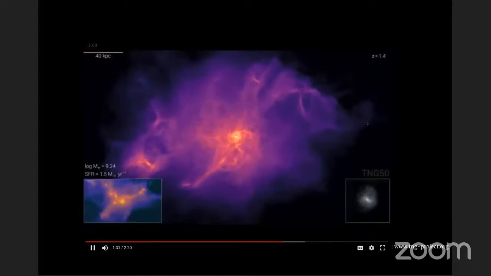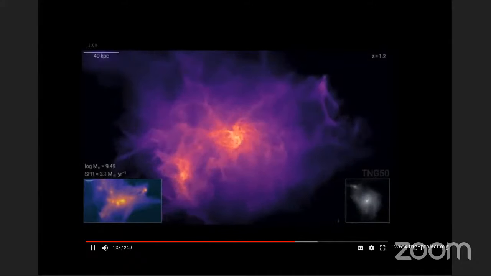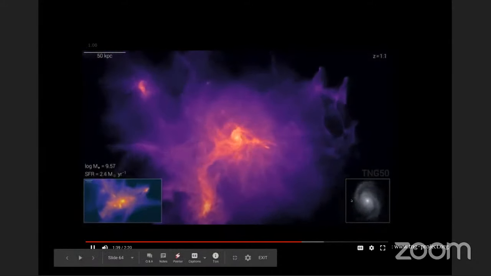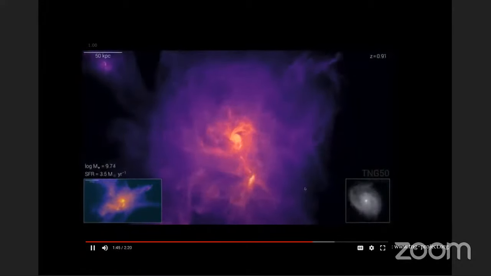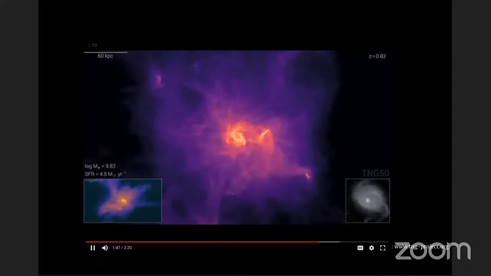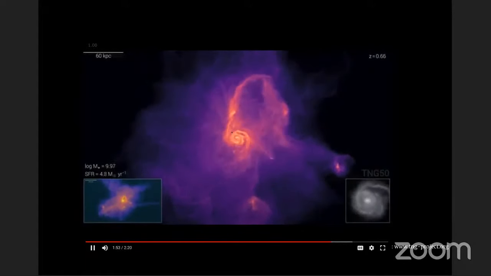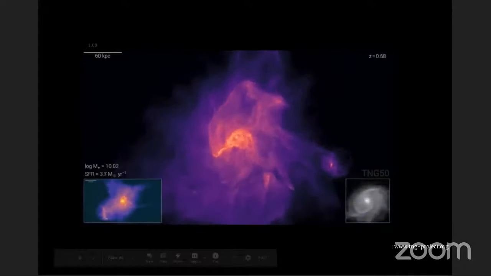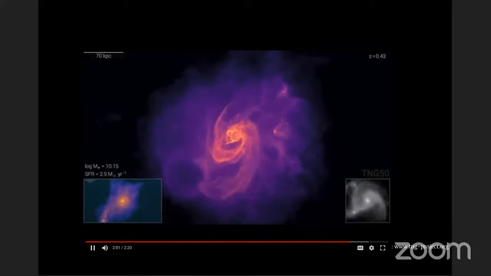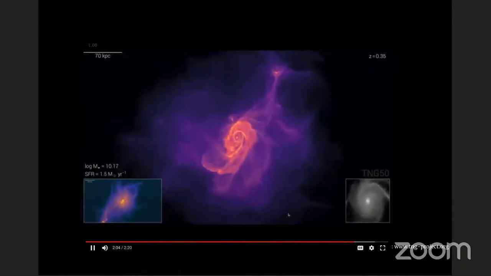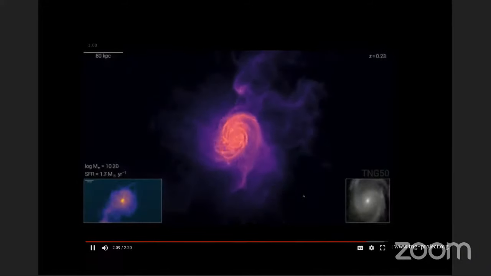Now as redshifts decrease even further, you can see the galaxy starting to look more and more like a regular disk galaxy that we see in the universe at present day. The overall halo structure, so the amount of gas around it, has also stabilized. You can see it starting to develop a rough disk. Over time, it stabilizes and forms this really nice looking disk galaxy. All right, so while this is playing, I can look at a few more questions.